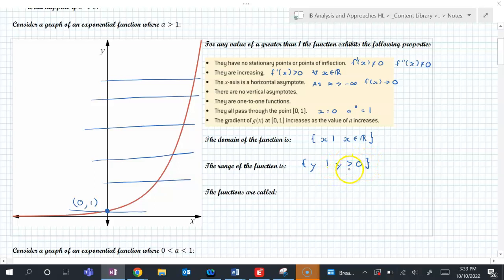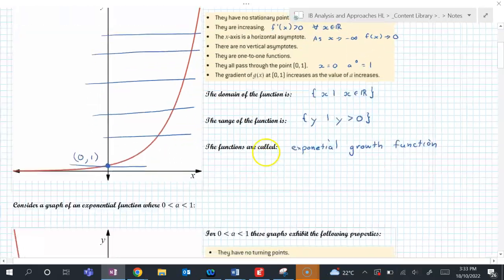It's not equal to 0 because the x-axis is a horizontal asymptote, so the function never touches that. The functions are called exponential growth functions because you can see that as we move to the right, the value of the function is growing.